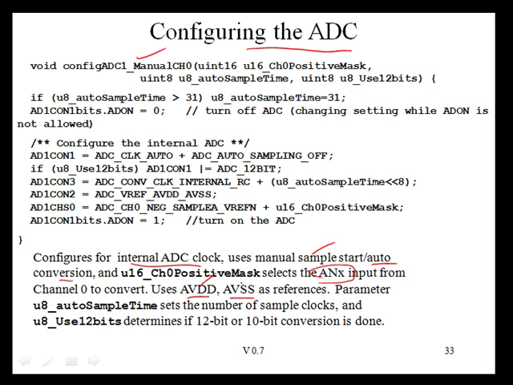It uses the two pins AVDD and AVSS as the voltage references. So this is VREF positive, this is VREF minus. That means that the voltage that's going to be converted needs to be between the voltage on this pin and ground. This parameter here, auto sample time, allows you to set the number of clocks that's going to be used to sample the input voltage. And this parameter right here will allow you to either choose 12-bit mode or 10-bit mode.